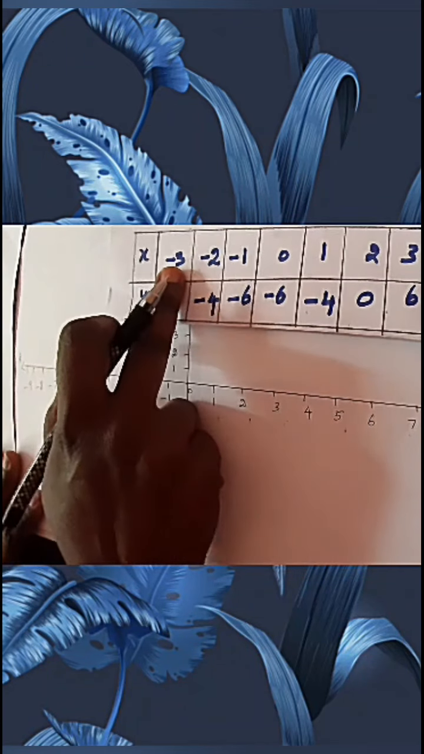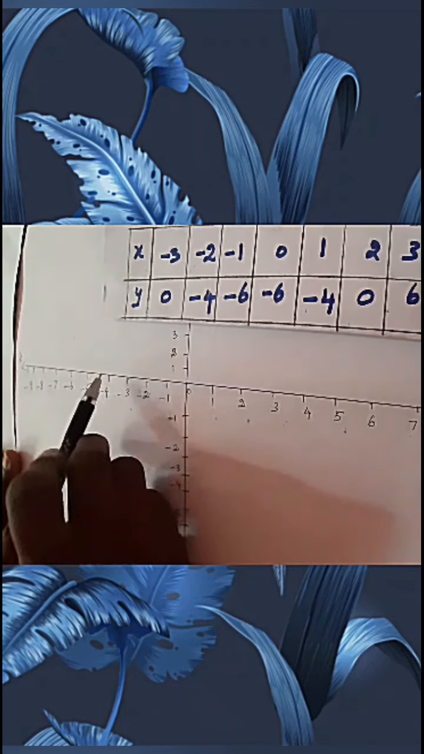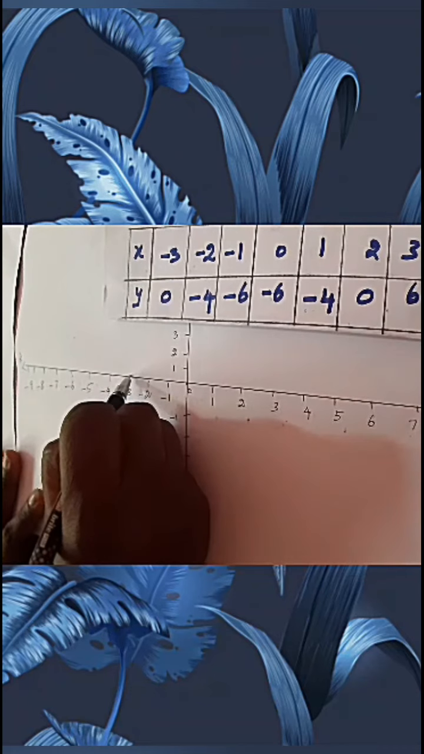This is the table, right? We already made the table. We are just going to plot the points using the tabular column. When x is -3, y is 0. So this is the x-axis, right? When x is -3, what is y? Y is 0. So I'm plotting the first point here.